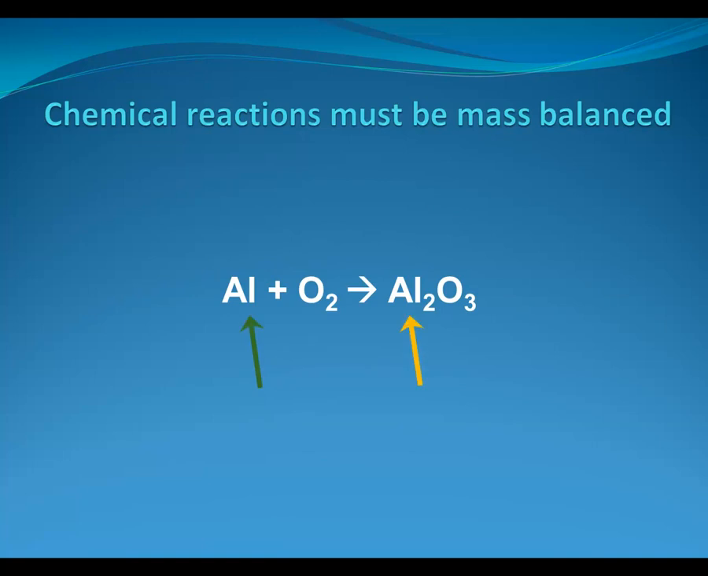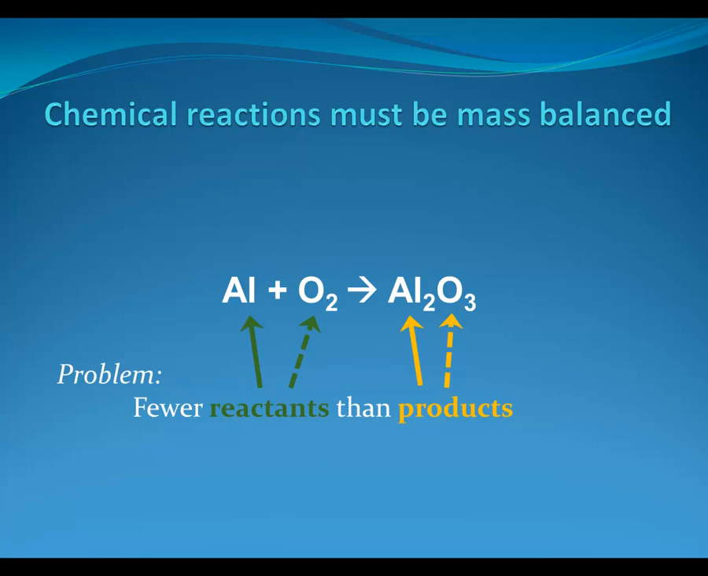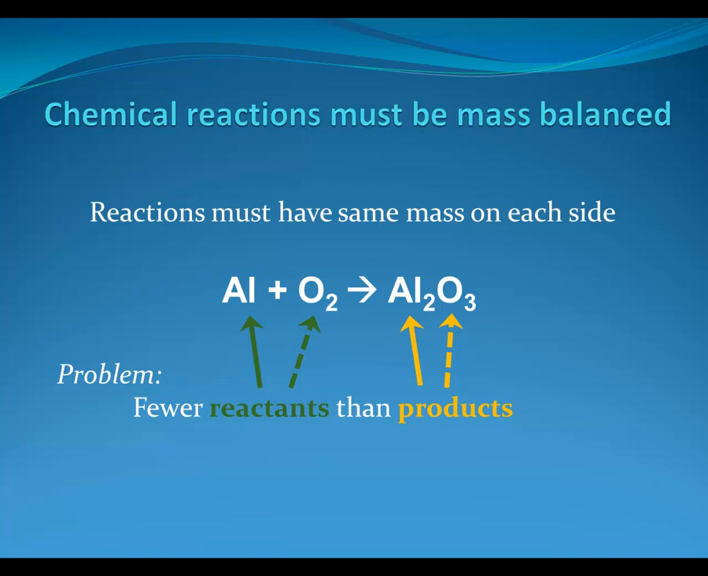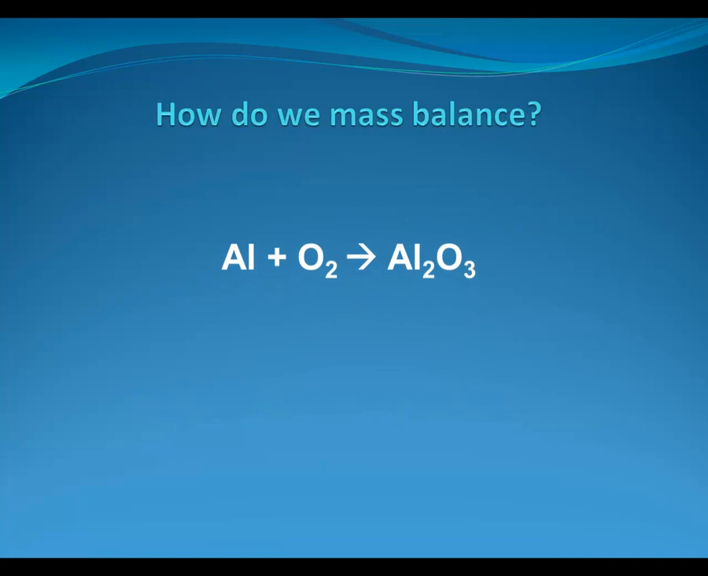There's one aluminum on the left, but two on the right. And in fact, the oxygens also have fewer on the left than the right. That's a problem. Reactions must have the same mass on each side. They must follow the law of conservation of mass. Therefore, they must have the same number of elements on each side. So how do we do that? How do we mass balance?